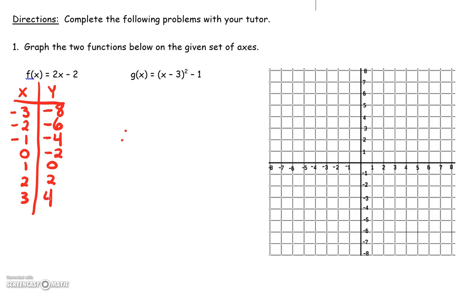Once we've constructed the table of values, it's just a matter of plotting those ordered pairs on the coordinate graph next to it. For example, -3, -8 is one of the input-output pairs for the function f of x. So I'm going to count over to -3 on the x-axis and down to -8 on the y-axis, and put a point there. That's -3, -8. I'll do the same thing for the rest of the table of values, plotting each xy pair as a point on the graph.